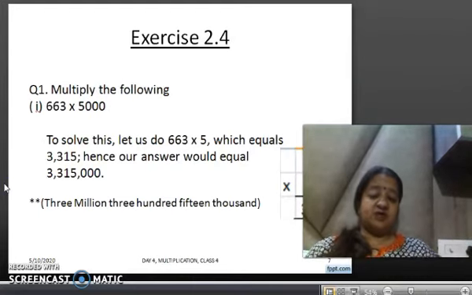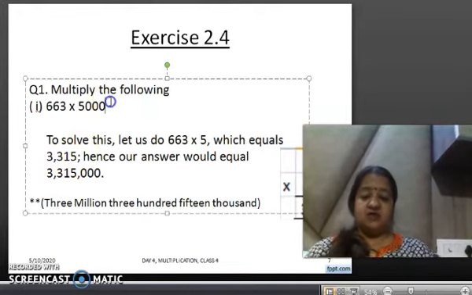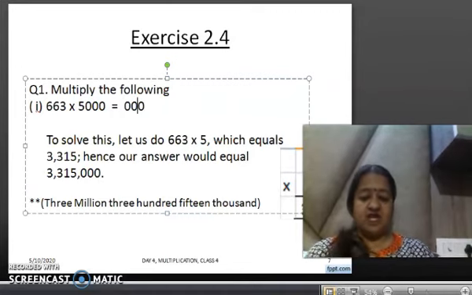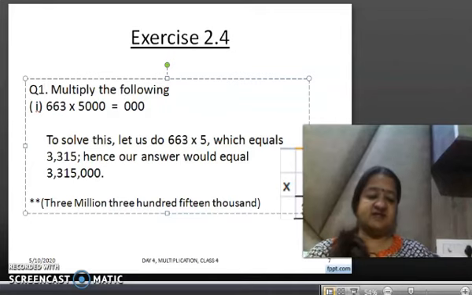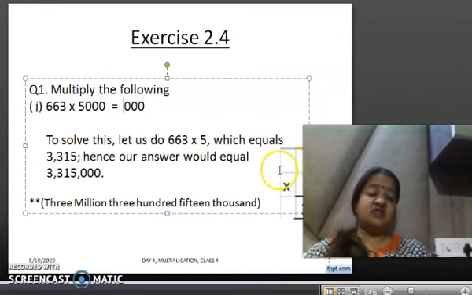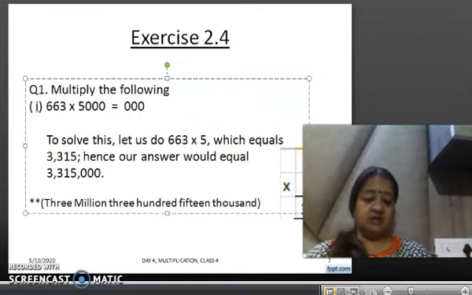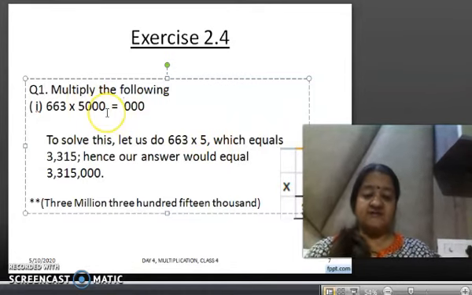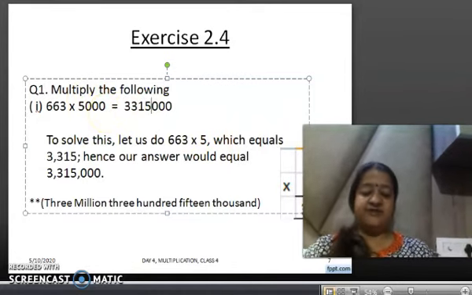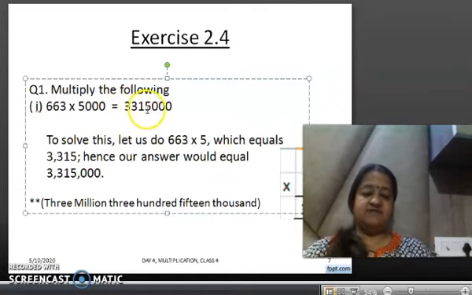Now, another question we have: 663 multiplied by 5,000. So, as I said, first we'll count the number of zeros. We have 3 zeros. And then what I have to do? I have to multiply 663 by 5. As you can see, a rough column is made here on the right hand side. And I multiply 663 by 5. 5 3s are 15, 1 carried, 6 5s are 30 and 1 is 31. 3 carried, 6 5s are 30 and 3 is 33. So what do I get? I get 3315. So this is my answer.